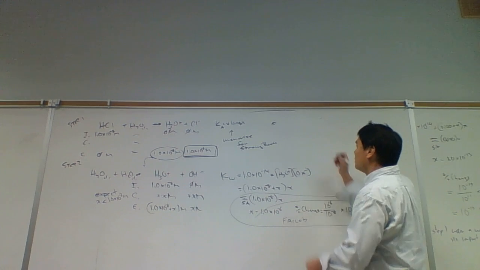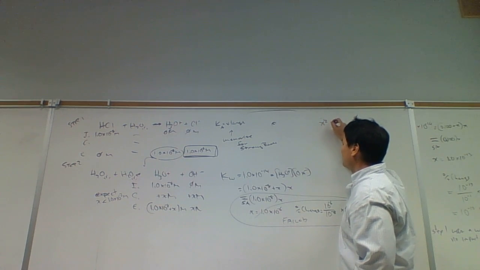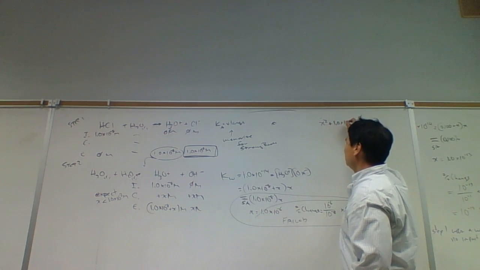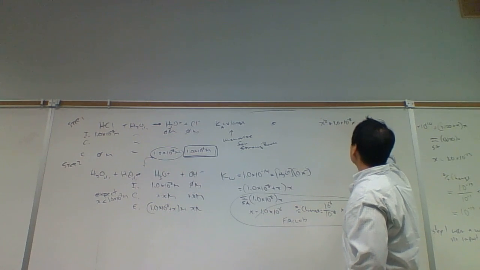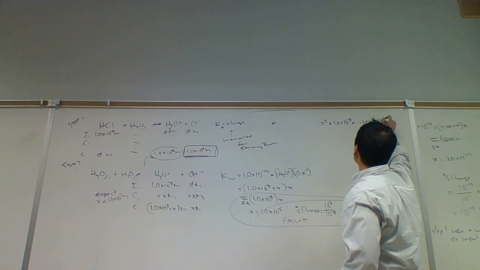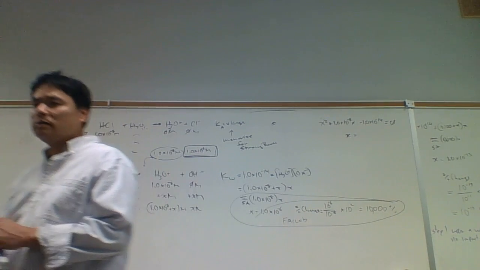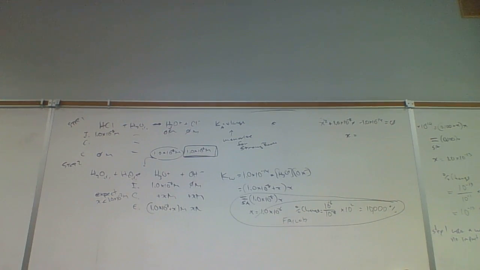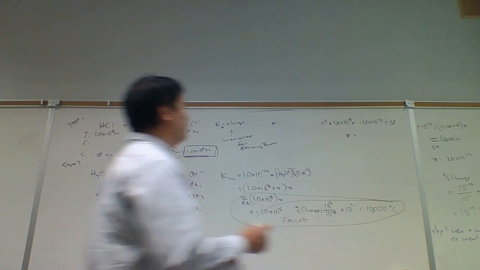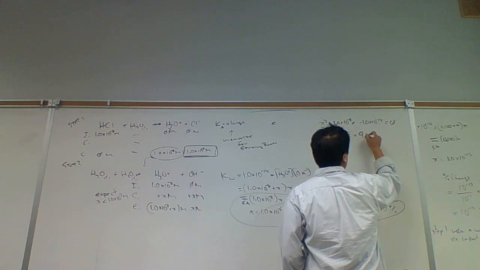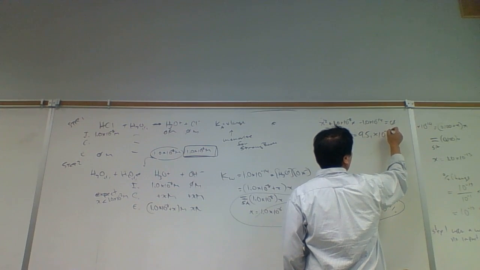This one's easy to get in quadratic form. This is going to be x squared plus 1.0 times 10 to the minus 8 x minus 1.0 times 10 to the minus 14 is equal to 0. So can somebody punch that in their calculator and see what x comes out to? 9.51 times 10 to the negative 8.